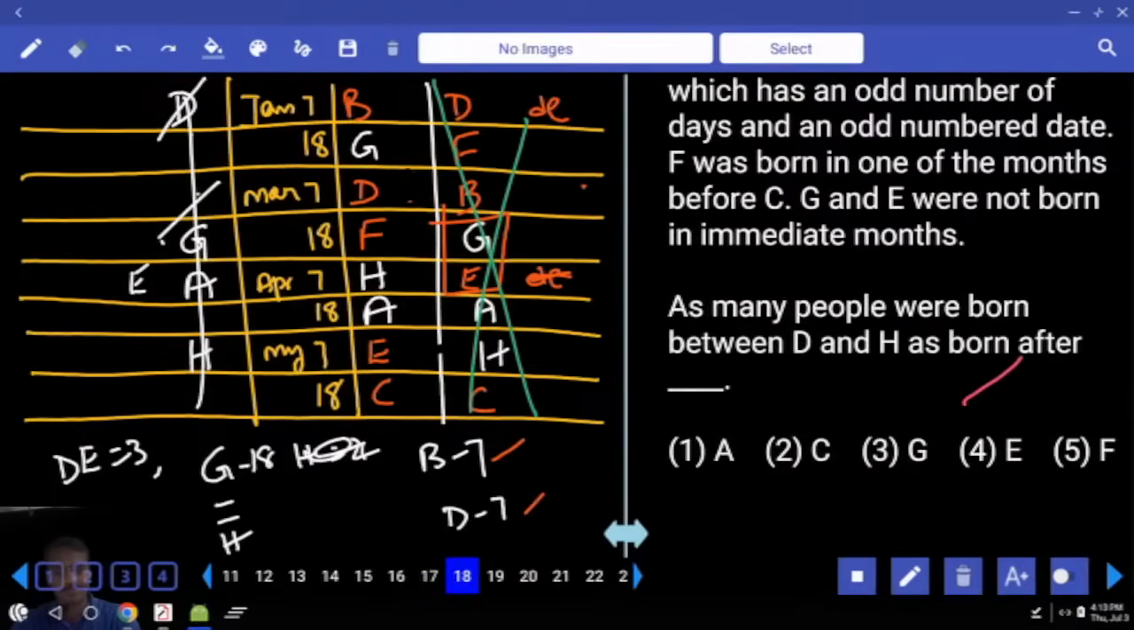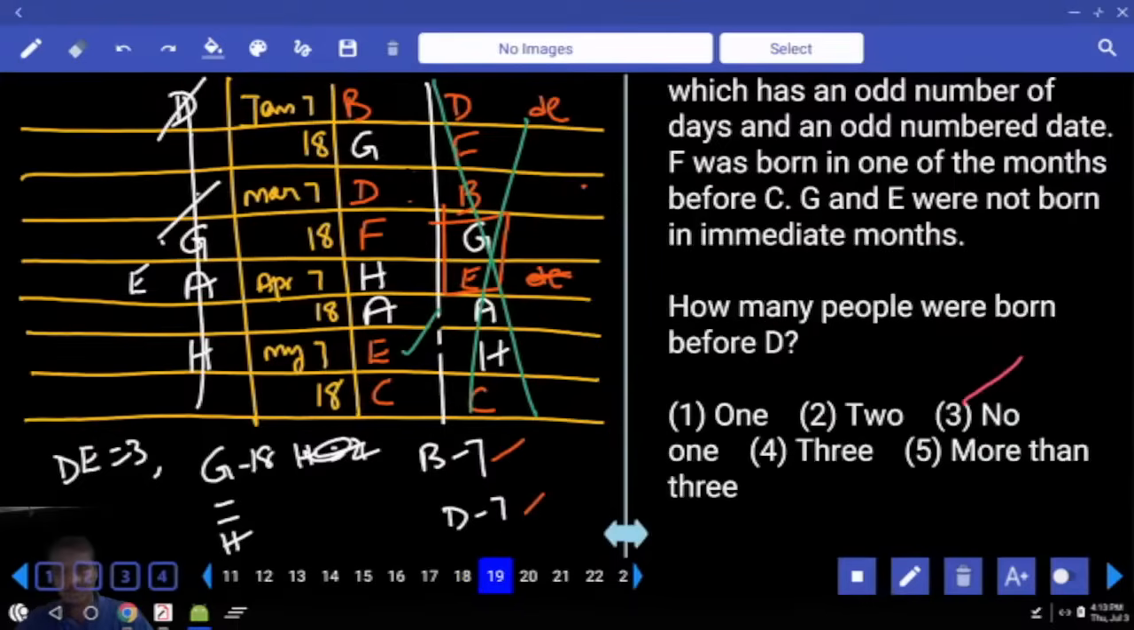Then 18th one. Now how many people are there between D and H? There is only 1 person. After whom there is exactly 1 person? After E. After E, that is choice 4, question number 18. Then next one, 19th one. Now how many were born before D? Before D, there are only 2 people, choice 2, 19.